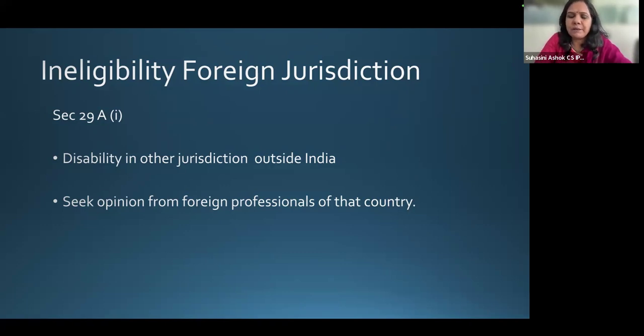Suppose any person is submitting an expression of interest from outside India. We are not experts in ascertaining whether that person is qualified or not. He will give a declaration, he will give an affidavit. But what we can do is seek opinion from foreign professionals in that country, whether the person who has submitted the expression of interest for participation in the resolution process or liquidation has any disqualification. This is one important point I wanted to cover.